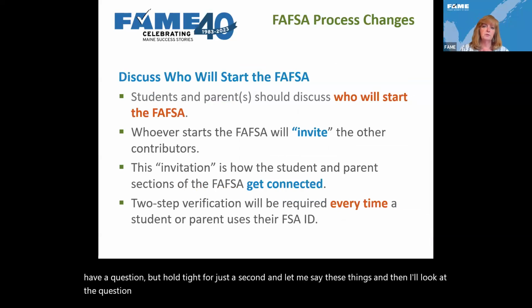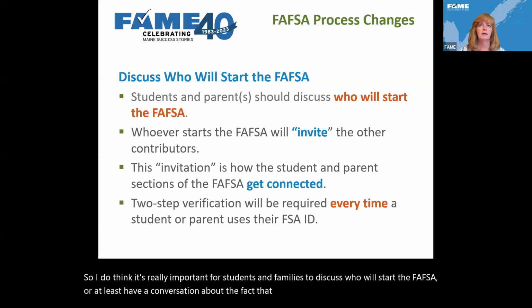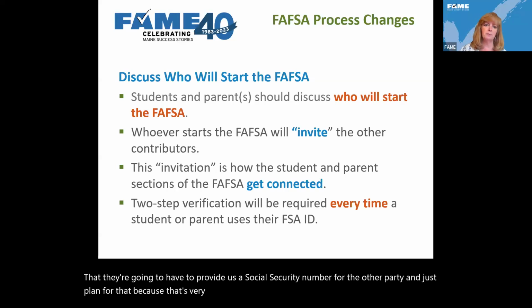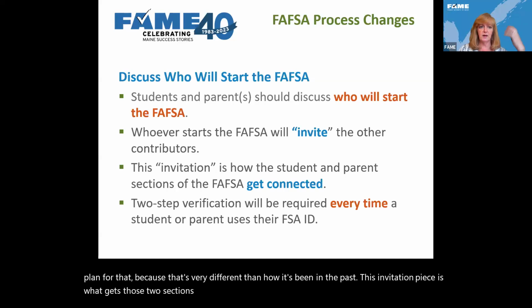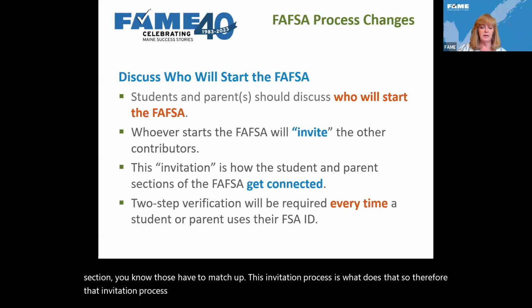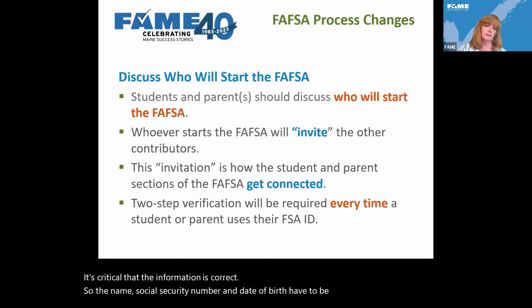I do think it's really important for students and families to discuss who will start the FAFSA, or at least have a conversation about the fact that when the FAFSA is done, they're going to have to provide us a social security number for the other party. And just plan for that, because that's very different than how it's been in the past. This invitation piece is what gets those two sections connected. So if you've got the student section and the parent section, those have to match up. This invitation process is what does that. Therefore, it's critical that the information is correct. The name, social security number, and date of birth have to be whatever is in the FSA ID.